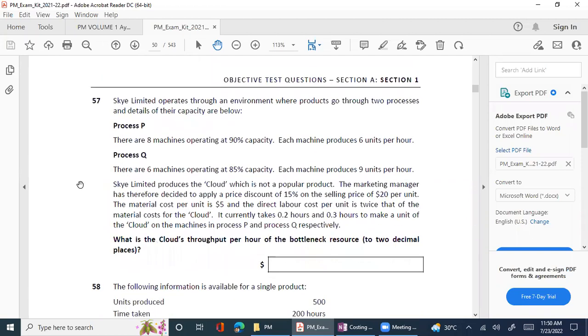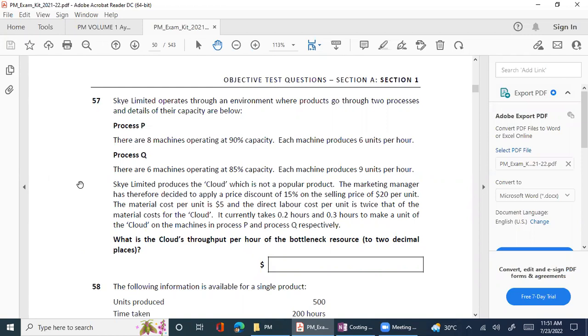Okay, question number 57. Sky Limited operates in an environment where the products go through two processes, process P and process Q. There are 8 machines operating at 90% capacity in process P. Each machine produces 6 units per hour. In process Q there are 6 machines operating at 85% capacity. Each machine produces 9 units per hour.